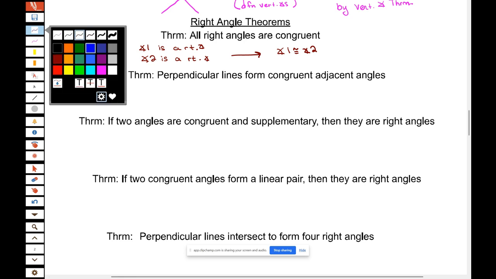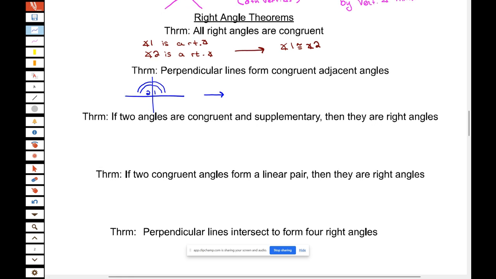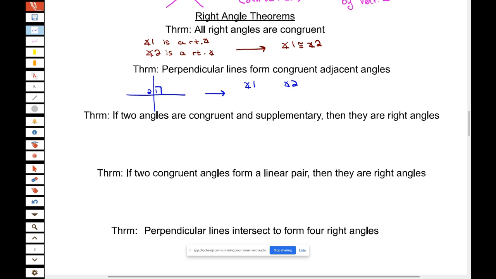The next rule would be theorem, perpendicular lines form congruent adjacent angles. Okay, so perpendicular lines, 1 and 2, they form two angles that are next to each other, and they are congruent. Of course they are, because they're 90. So that would allow us, if I say I have some perpendicular lines, I can say angle 1 and angle 2 are congruent. So I'll just put a congruent symbol between them, because they both have to be right angles. And then we know that all right angles are congruent from the rule we just covered above.